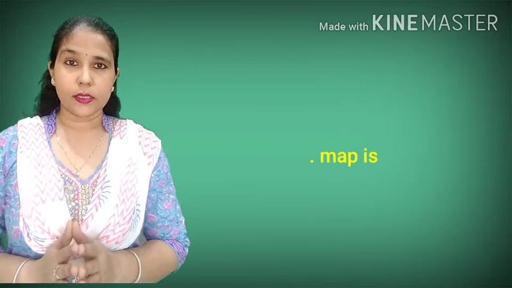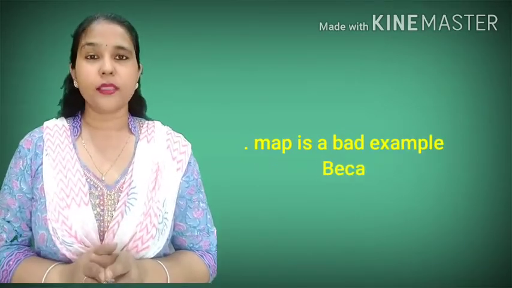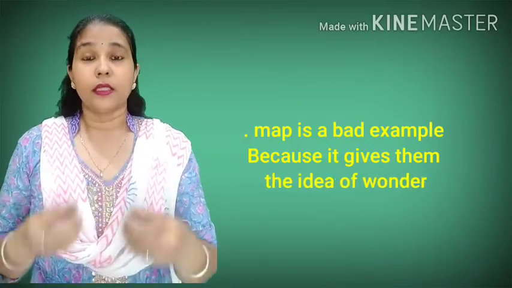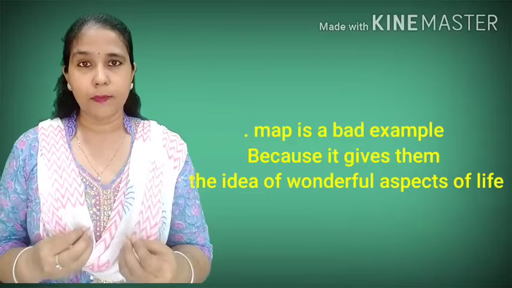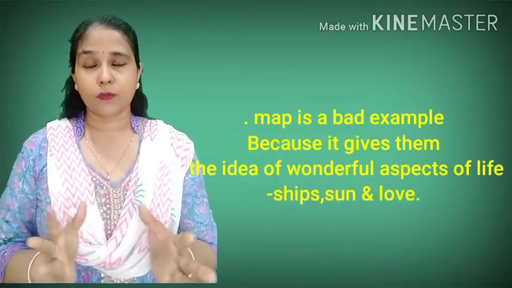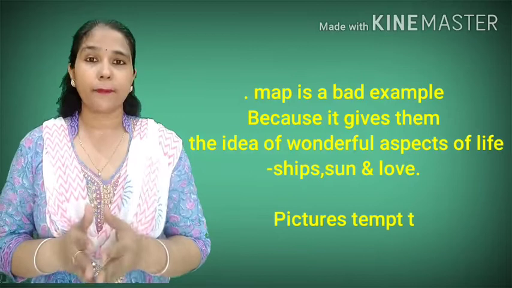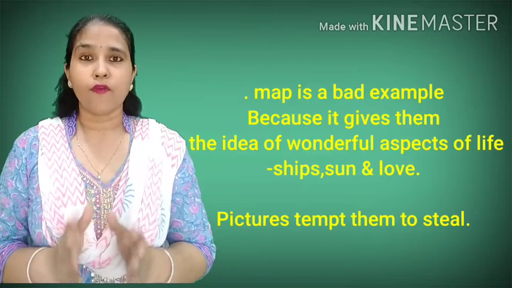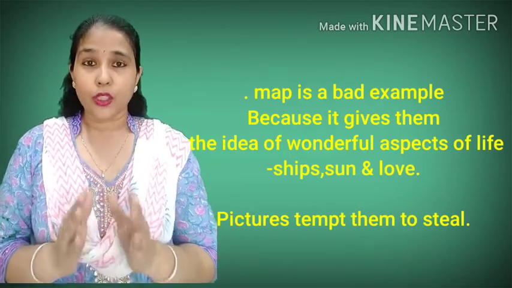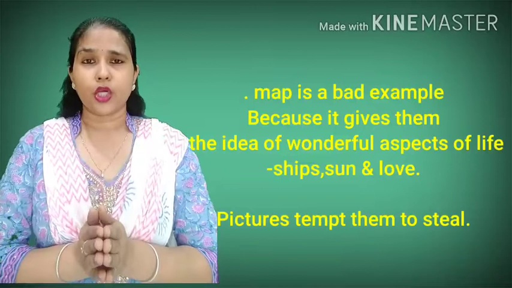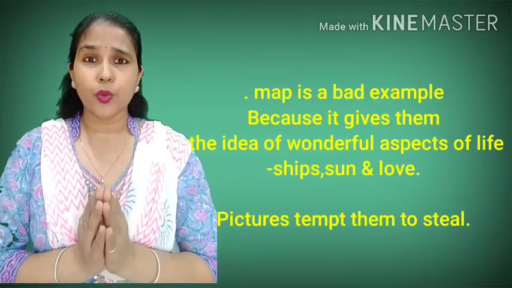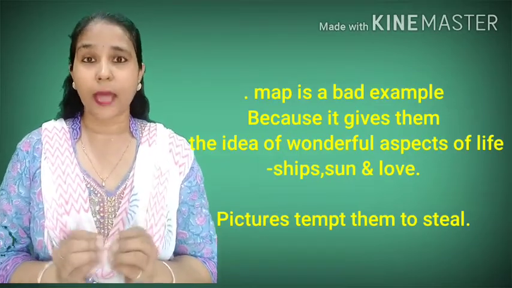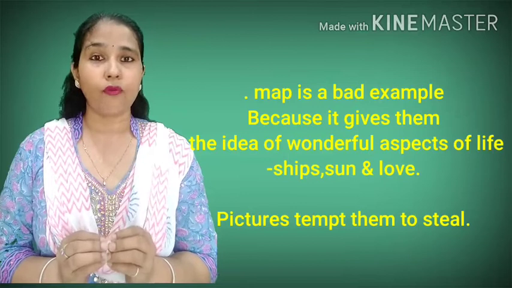The poet considers the map a bad example because the map gives them an idea of the world beyond the slum. This map also exposes them to the wonderful aspects of the world like ships, sun and love. These things are rare and unlikely for the slum children. And so the poet strongly condemns these two pictures as they tempt them to steal and drag them into a world of crime.